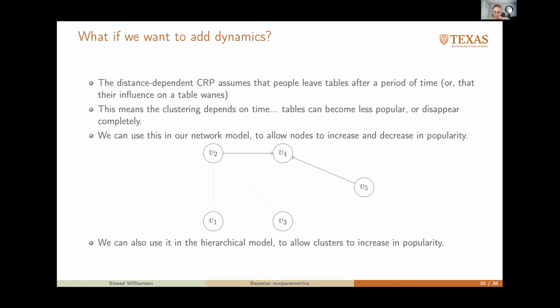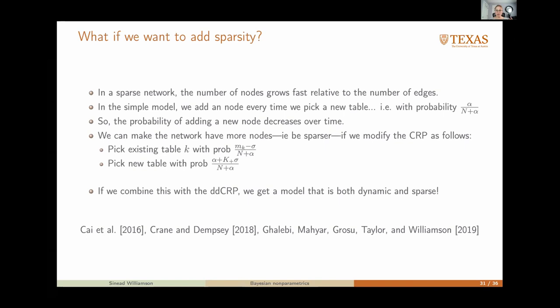Okay, so this is great. We've captured almost everything that we wanted to. What about sparsity? Have we got that? Now, remember, sparsity happens when we have the number of edges grow slowly relative to the number of nodes, right? So technically it's when we have a number of edges that is subquadratic in the number of nodes.